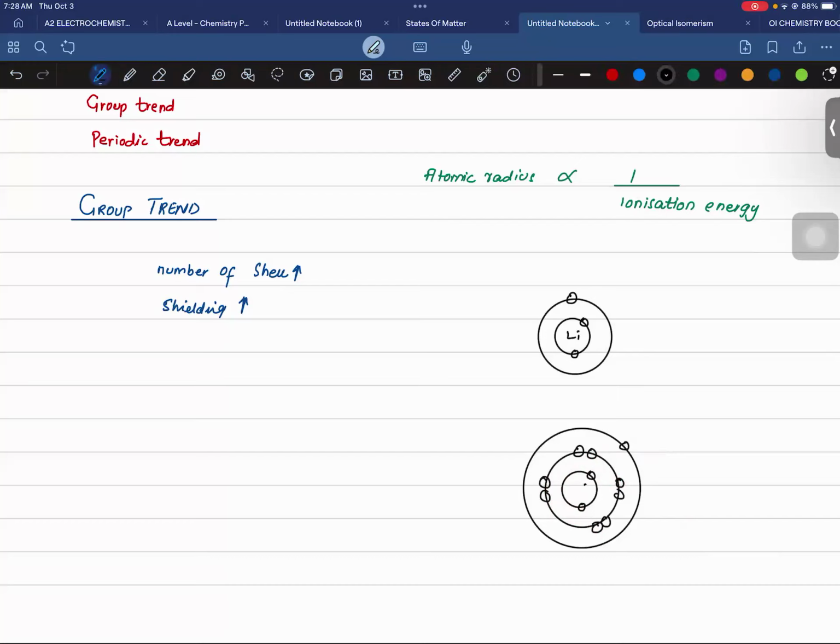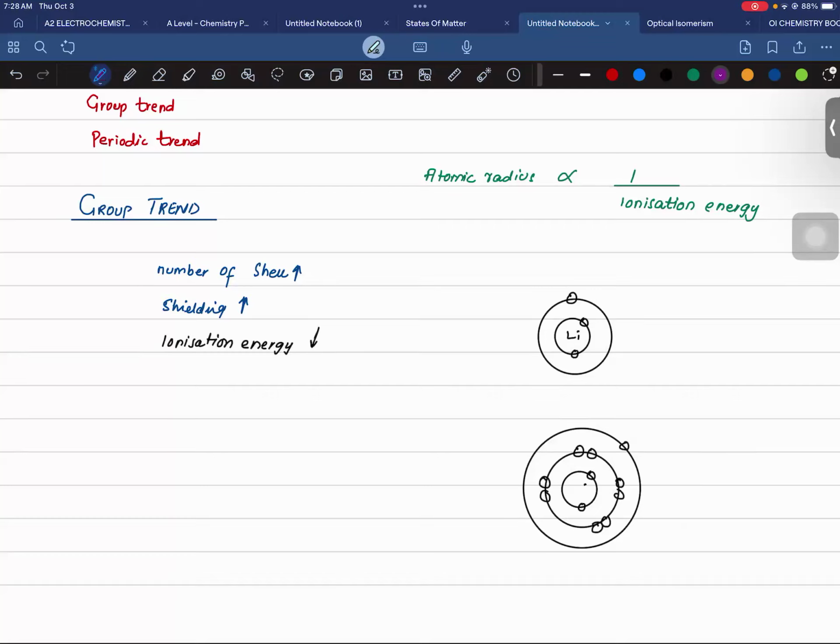Okay. So when the atomic size is going to increase, the ionization energy is going to decrease. The ionization energy is going to decrease due to the increase in atomic size. So this is the relation between the size and the ionization energy.